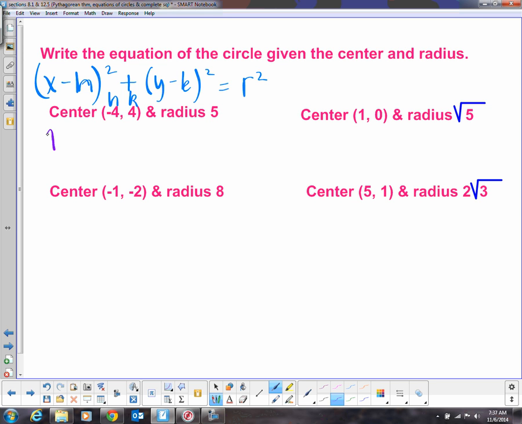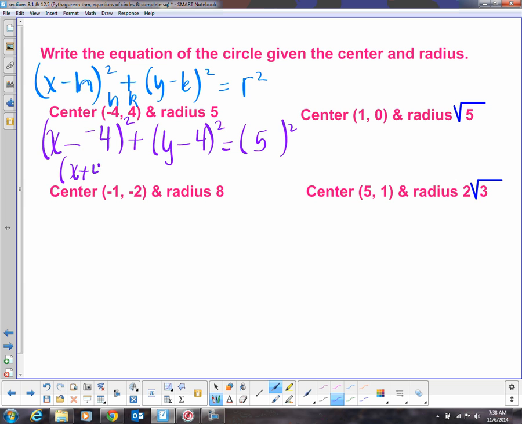So that means I'm going to do x minus something squared, and then I'm going to do y minus something squared equals something else squared. So do you see how I have my subtraction signs built in? I need to put negative 4 here, I need to put positive 4 there, and I need to put 5 there. Now what's minus a minus? Plus. So we've got that. We've got y minus 4 squared, and we've got 25. Okay?